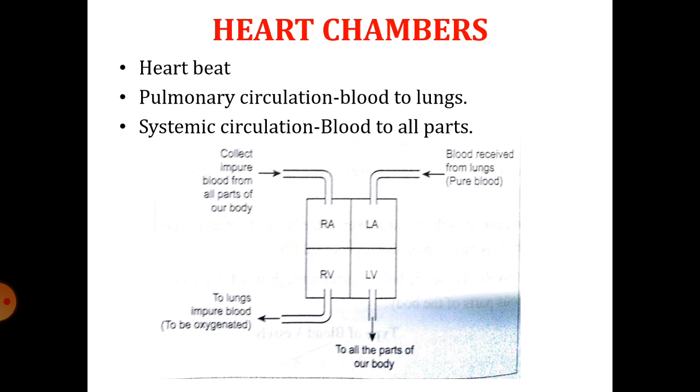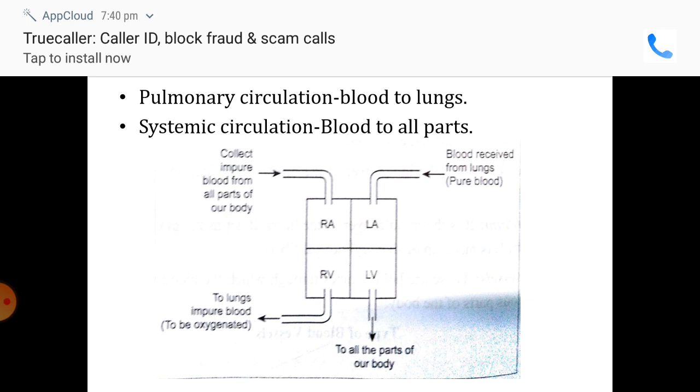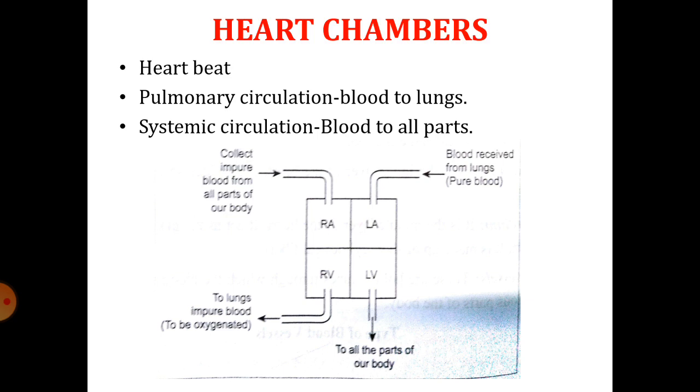So this diagram shows the heart chambers. Already I specified the heart consists of 4 chambers. The upper chambers are the auricles, the lower chambers are the ventricles. In the upper chamber we have the right auricle and left auricle. The lower chambers are the right ventricle and left ventricle.